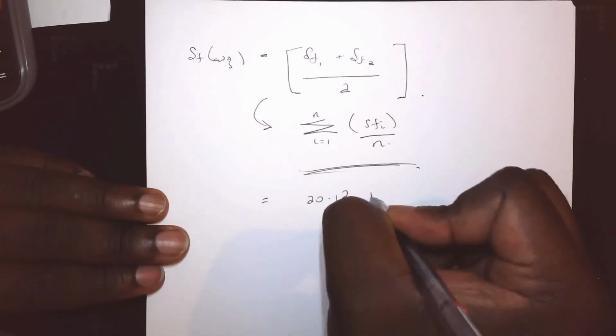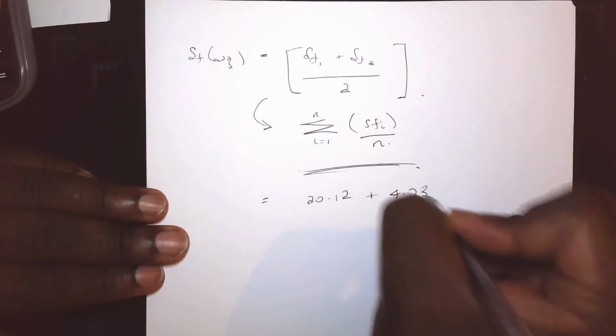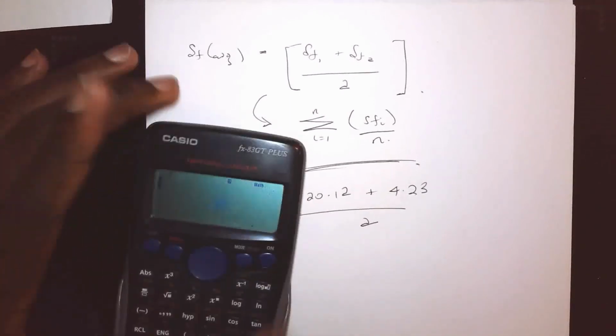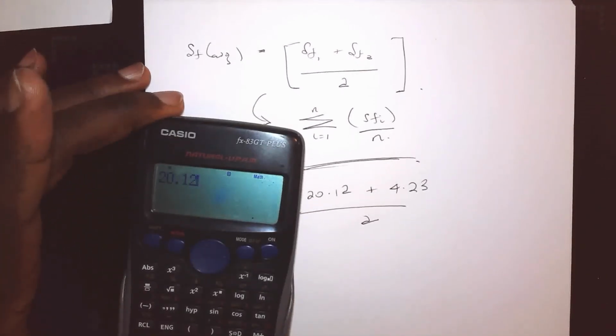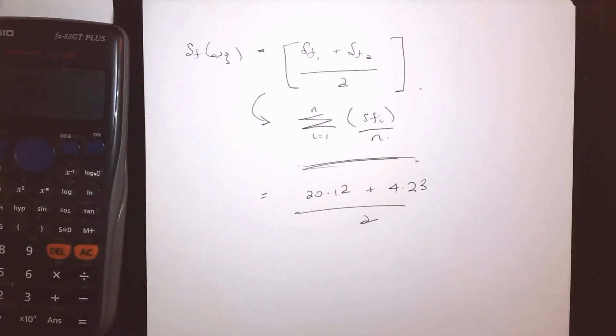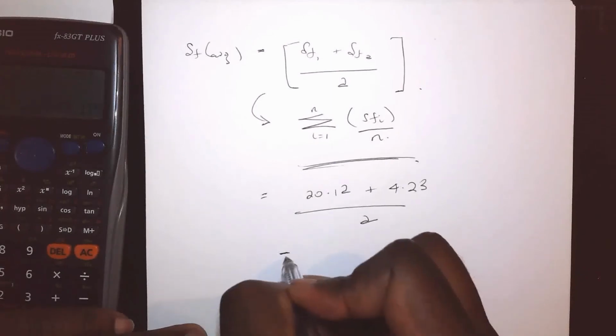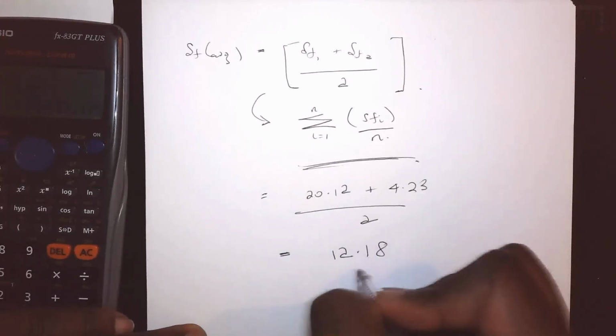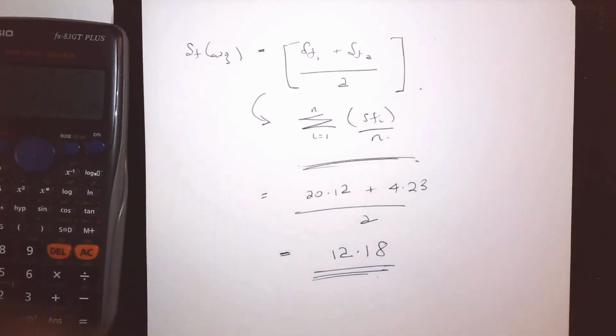So this gives us 20.12 plus 4.23 divided by 2, and that gives an average of 12.18. And that's how we work through question 1.